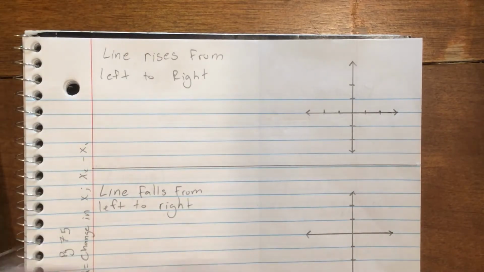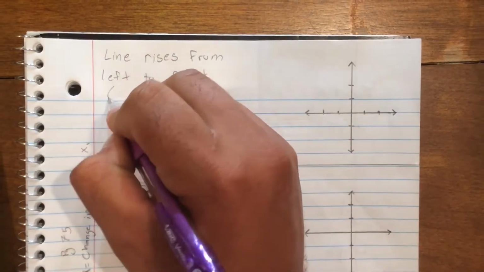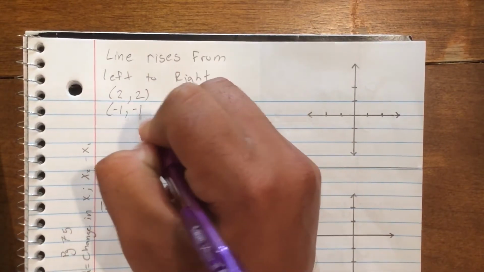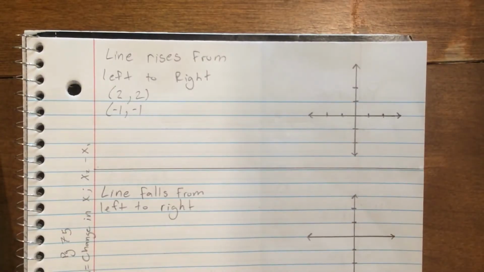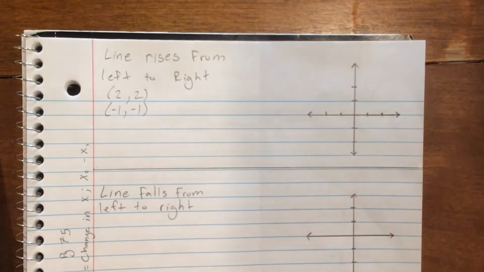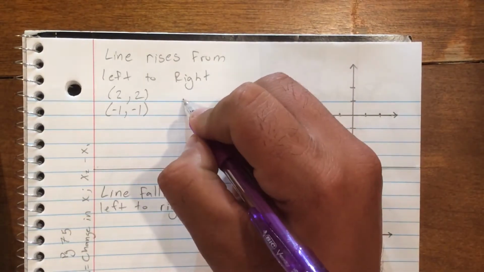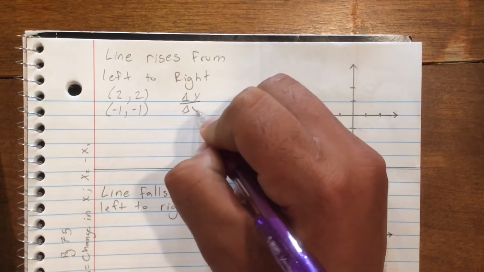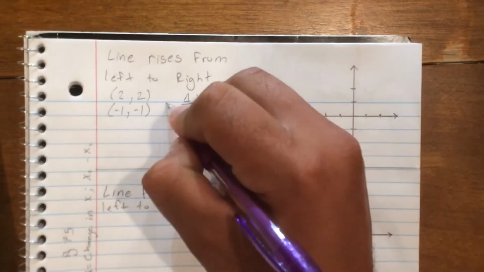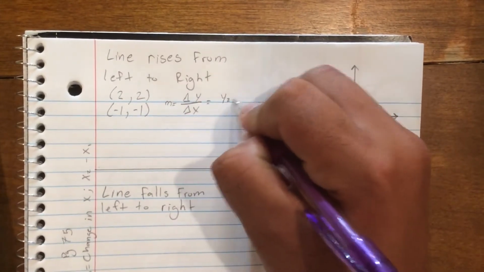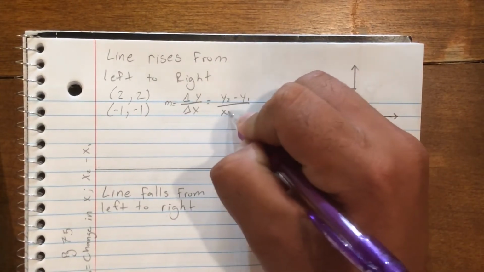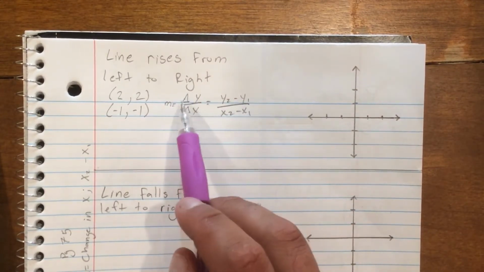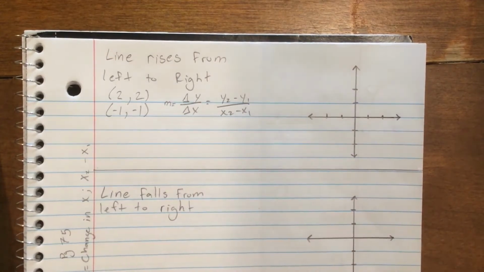The points we're going to use are (2, 2) and (-1, -1). We're going to show this using the equation of delta y over delta x, which is our equation for a slope, the m, which is y2 minus y1 over x2 minus x1. If you guys have used this before, we didn't use this terminology of delta y and delta x, so I just want to show you that.